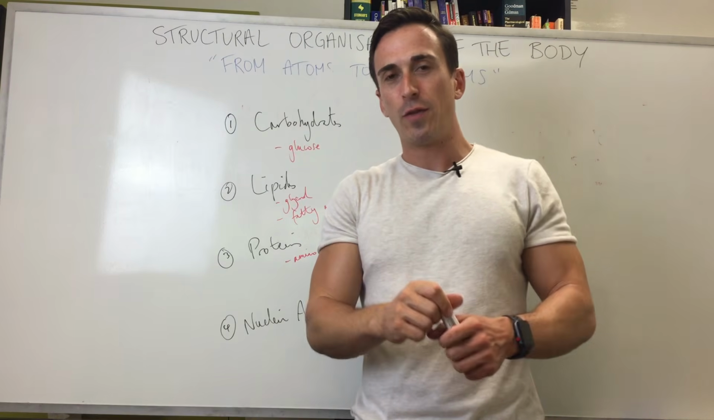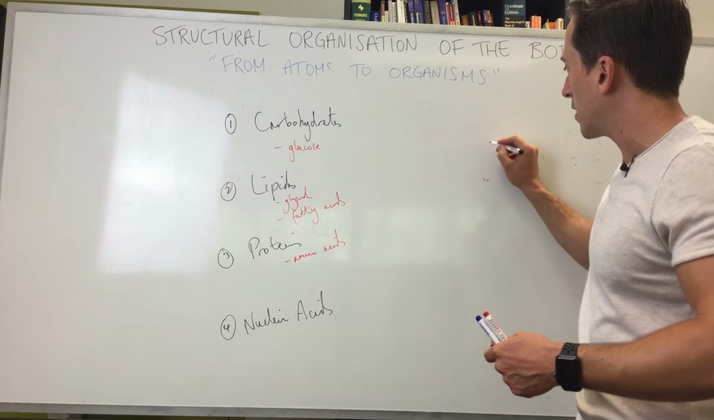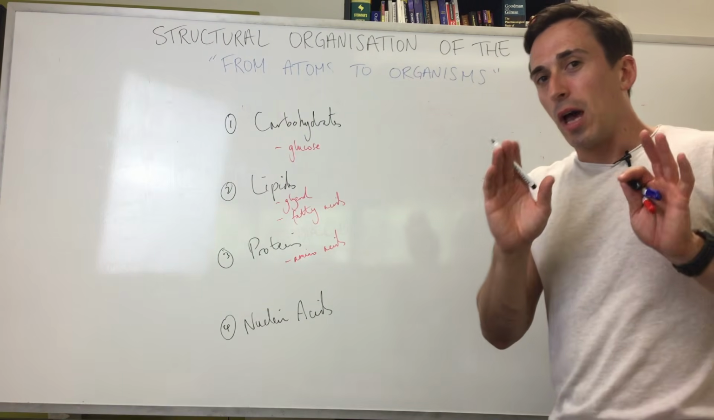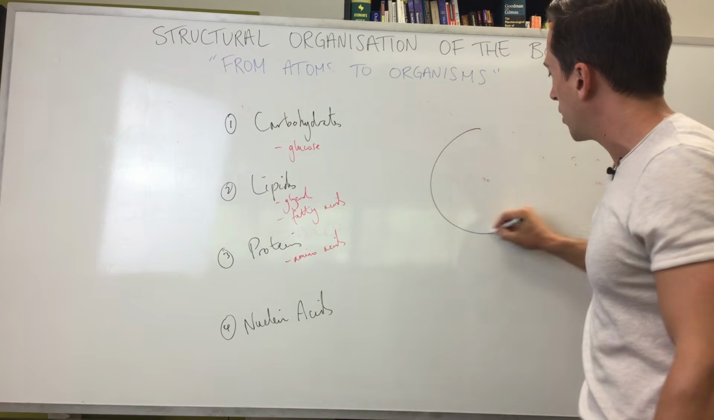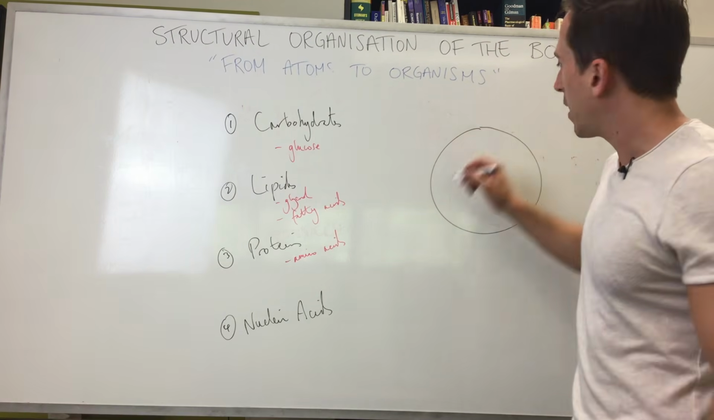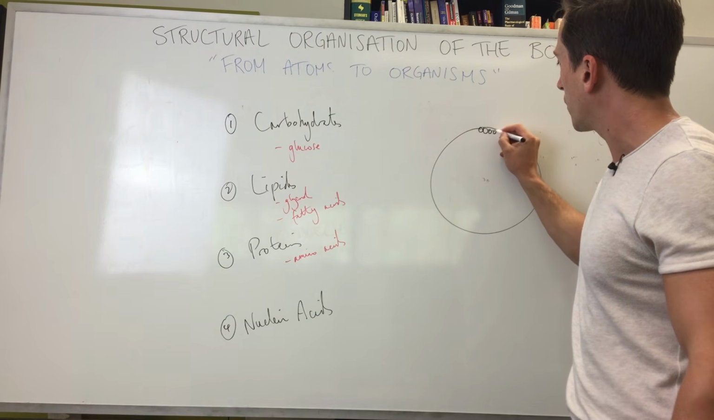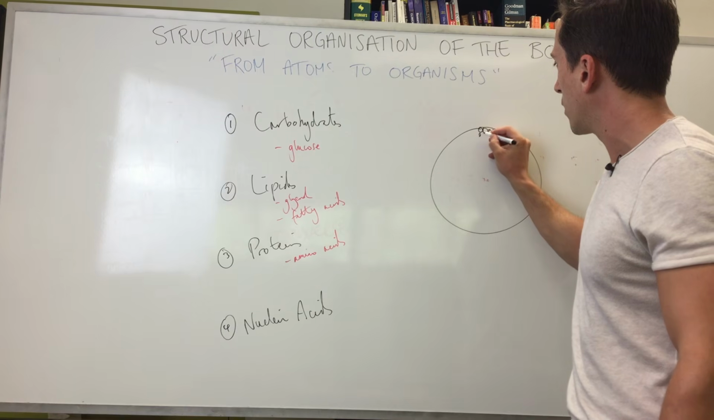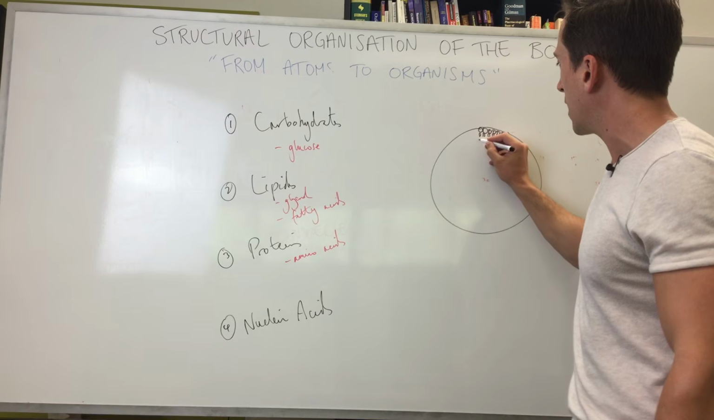Let me give you an example. If you take a typical cell within the body, what you're going to find is that every cell is surrounded by what's called a phospholipid bilayer, which means you've got this double membrane layer that surrounds the cell, which is made up of a phosphate head and a fatty acid tail.